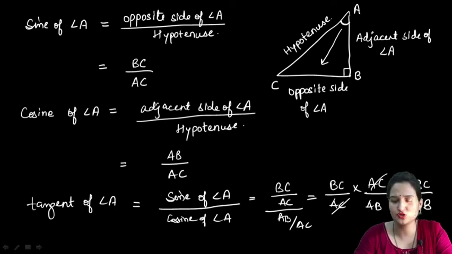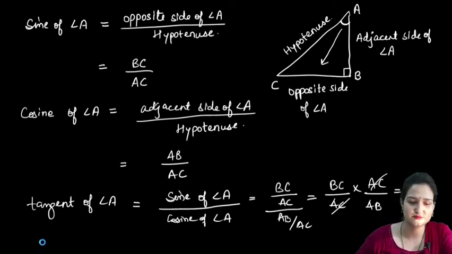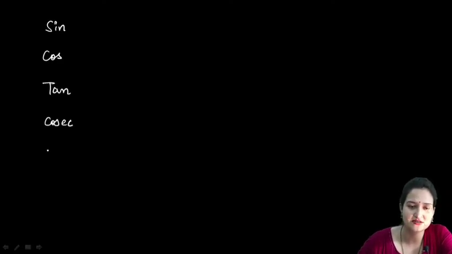So let me show you the shortcuts of these trigonometric ratios. For all the trigonometric ratios we will use abbreviations. For sine we will write only sin. For cosine we will write cos. For tangent we will write tan. For cosecant we will write cosec. For secant we will write sec, and for cotangent we will write cot.